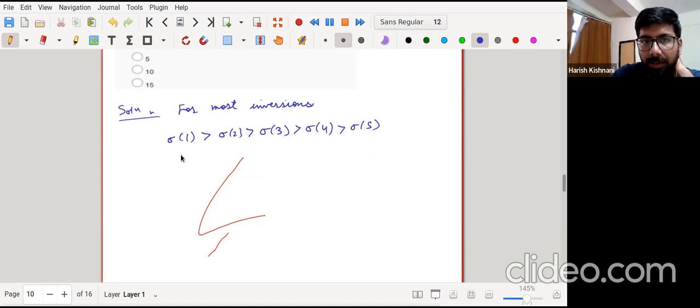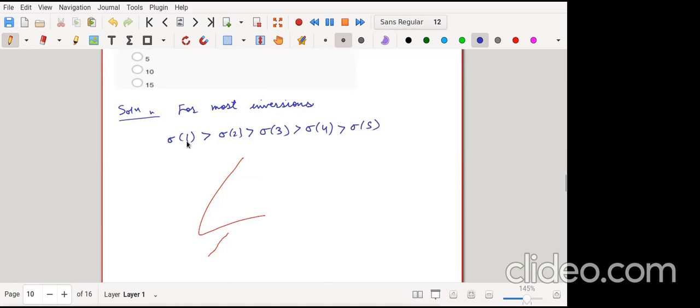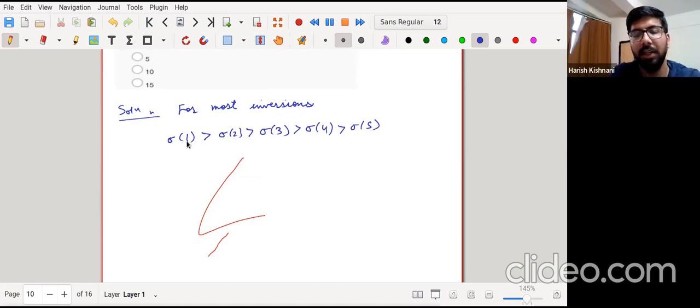See, we want the number of inversions to be maximum. So if we want to take our i, the first index, to be 1, then sigma of i has to be greater than everything that follows it, sigma 2, sigma 3, sigma 4 and 5, and similarly with any index, right? So this condition must be satisfied in the case of most inversions, and we have already seen that this is true only when sigma is 5, 4, 3, 2 and 1.